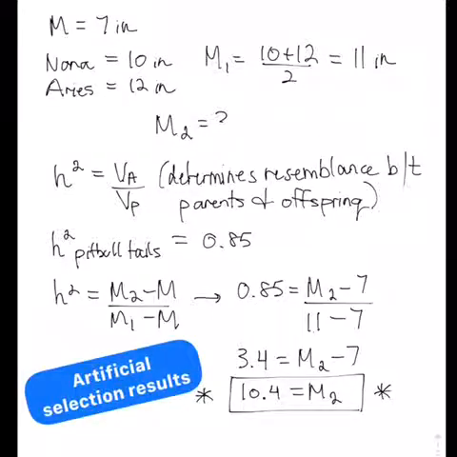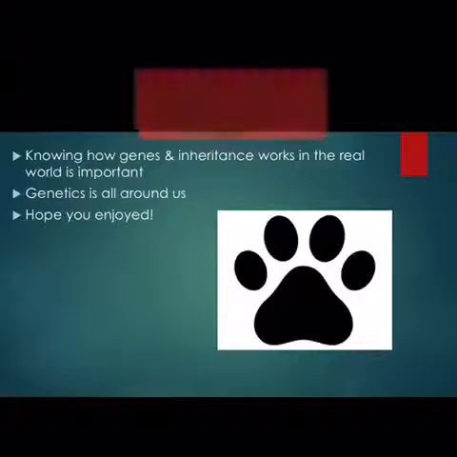By knowing the narrow sense heritability of pit bull tail length, which is a statistic that determines the resemblance between parents and offspring, we can calculate the average tail length of Nona and Aries' offspring. Say that the narrow sense heritability is 0.85, which gives us an offspring average of 10.4 inches, much longer than the population average, indicating successful artificial selection for longer tails in pit bulls.